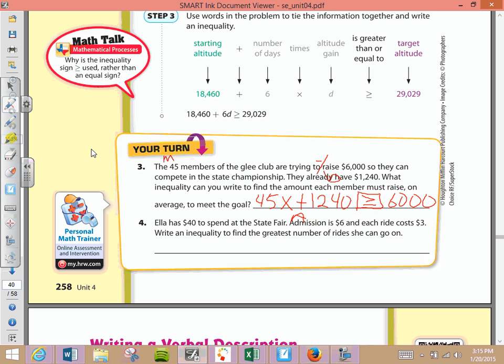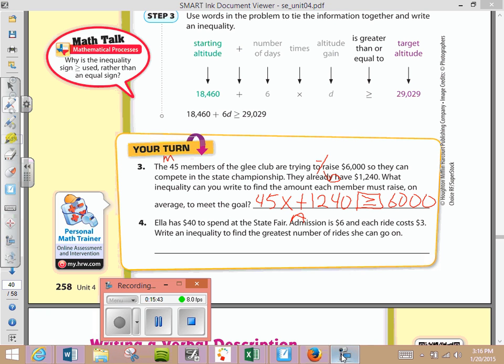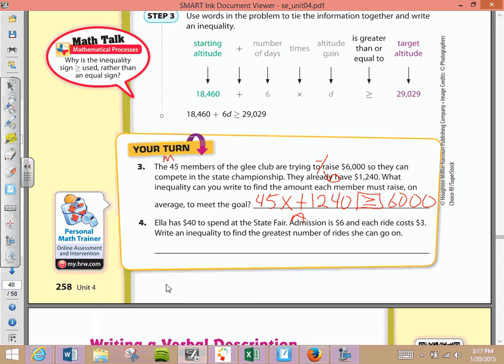Now let's do number 4 on your own. Go. Okay, so let's identify what is which. What is 40? The total, right? Notice I always put a box in there to remind me that I need to put something there. I'll fix that later. What is $6? That's B, right? That's the flat fee. And then what is 3? M, right?